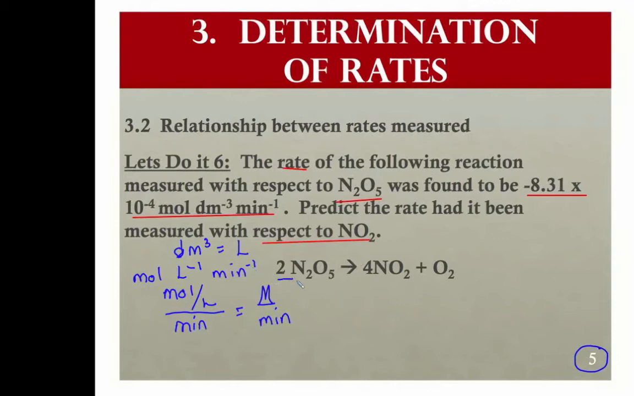Now, using my stoichiometric coefficients, and I'm not even going to pay attention to oxygen. The problem didn't ask me anything about oxygen, so I'm not going to set that up. But I would say minus 1/2, 1 over my stoichiometric coefficient, minus because it's a reactant, times the rate. I'm getting a little ahead of myself here. Brain goes faster than the hand. Times the rate of N2O5.